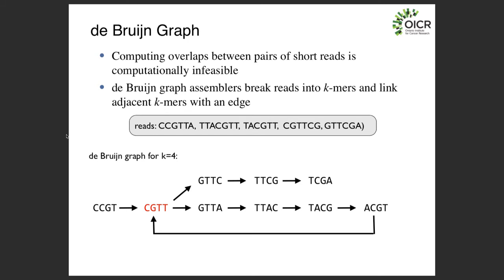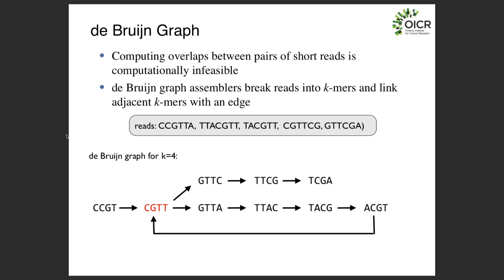Now, this seems like a silly thing to do. We're taking our short reads and we're breaking them up into even shorter pieces. Why would we do this? This is really, really fast to do. You can do this just using hash tables. Computer scientists and programmers like me spend a lot of time optimizing performance of hash tables, so we can do this in a few hours for an Illumina data set for a human genome rather than months or years if we're trying to construct overlap graphs.